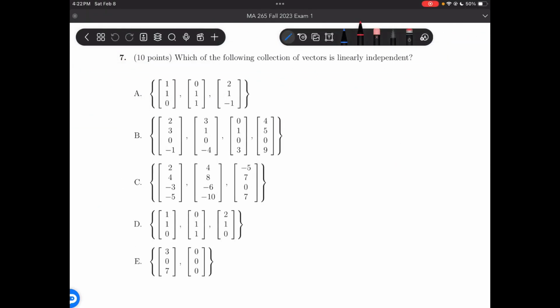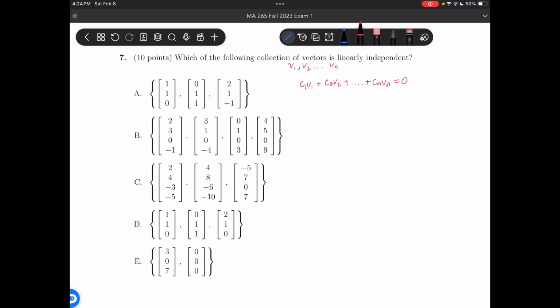Okay, question 7 asks, which of the following collection of vectors is linearly independent? So let's think back to what linear independence is. Basically, if we have a collection of vectors, v1, v2 through vn, those vectors are linearly independent if, for the equation c1 times v1 plus c2 times v2, and so on, plus cn times vn is equal to 0.